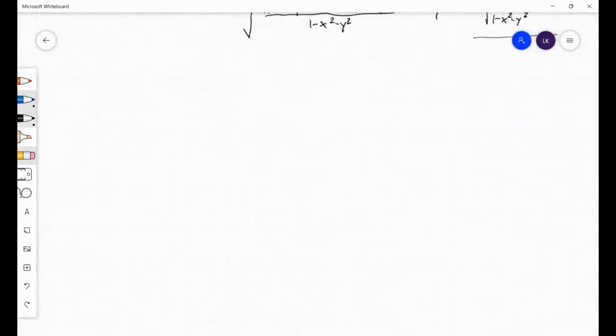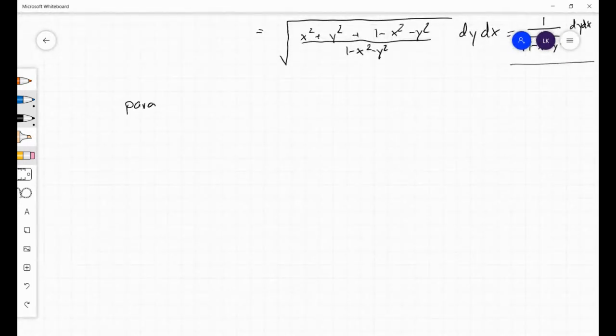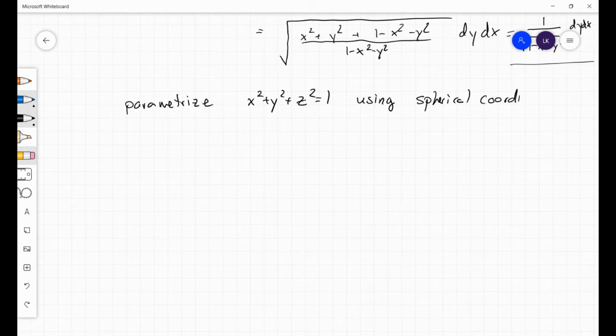Okay, so let's do a parametrization instead using spherical coordinates. So parametrize our unit sphere using spherical coordinates. Well, in this case, you know that in general, x is rho sine phi cosine theta, but here it's a unit sphere, so rho is always equal to 1. So the rho would just be 1. Likewise, y is rho, which is 1, sine phi sine theta, and z would be rho, which is 1, times cosine phi. So what you have here is a parametrization of this unit sphere in terms of parameters phi and theta.